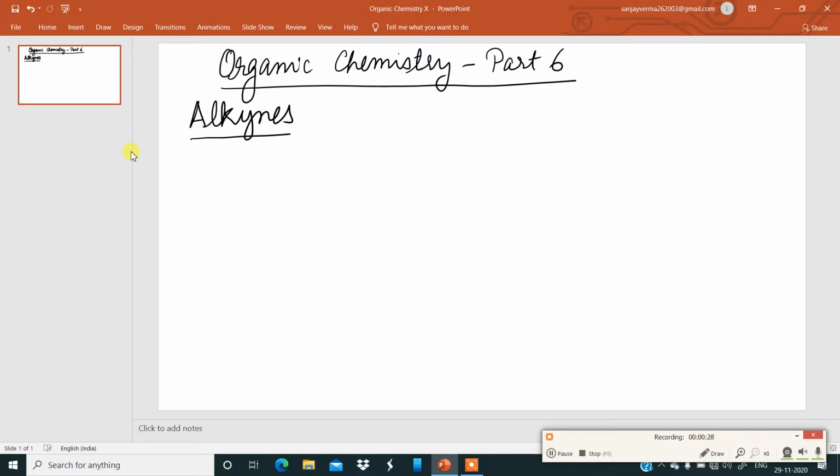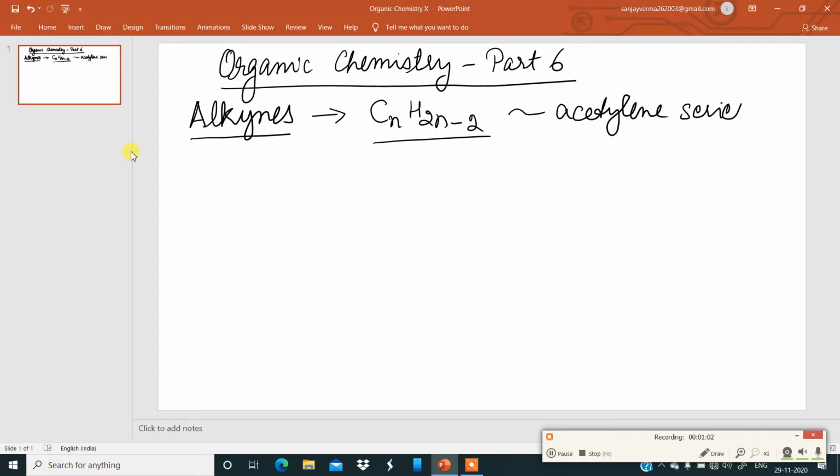Alkynes are a homologous series of unsaturated hydrocarbons that contain a carbon-carbon triple bond. The general formula of alkynes is CnH2n-2. The alkynes are also known as the acetylene series.